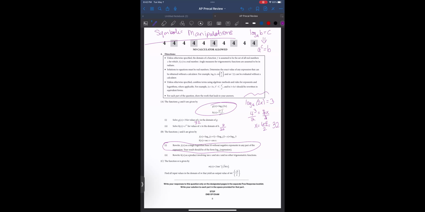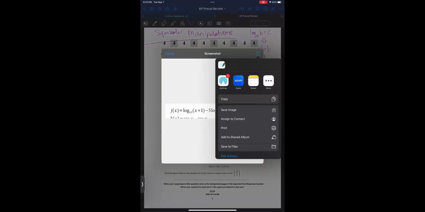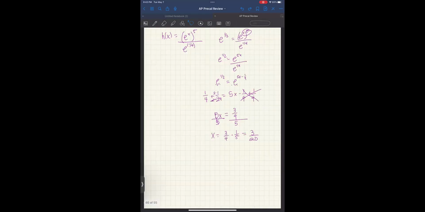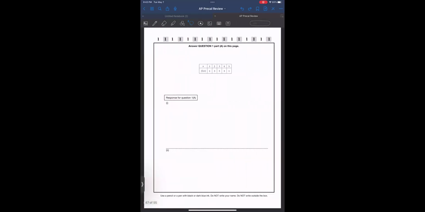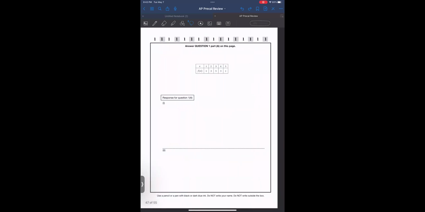We can't actually do B2 just yet, but B1 says rewrite this function as a single log. We know how to do that. That's using the product property, the quotient property, and the power property. You have to do it in reverse, essentially. You have to flip it and reverse it. Oh, look, Kaylee, this is what the answers are going to look like.